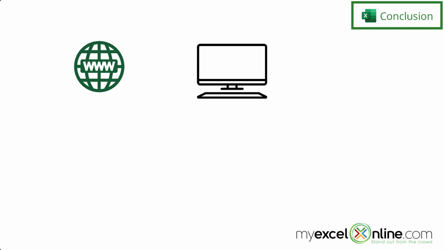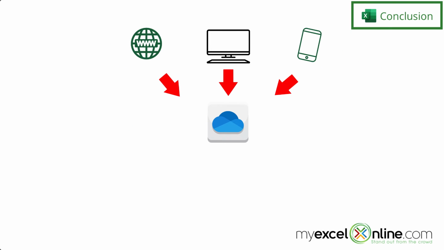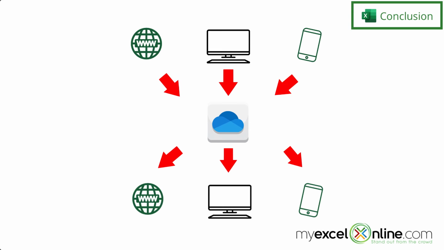Now, one thing to keep in mind that's really great between the online version, the desktop version, and the mobile version is that if I save my files to OneDrive, then I can access this file not only on my phone, but I can also access it on my desktop version and the Office.com version. So that's a way to be able to share my file no matter what platform I am using.